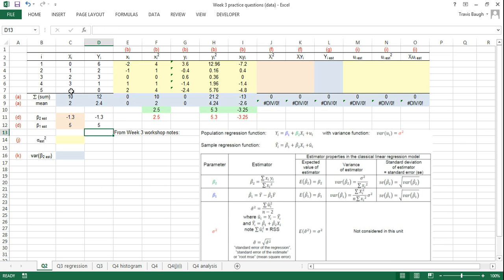Part E says show numerically that the fitted line derived in D passes through the point of the means. So this is the fitted line here. It says that an estimated y value is equal to the estimate of B1 plus the estimate of B2 times a given x value, and then plus a residual. So in fact, that residual is not part of the regression line.